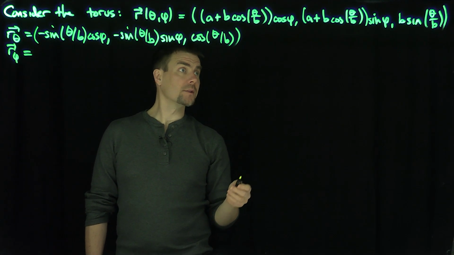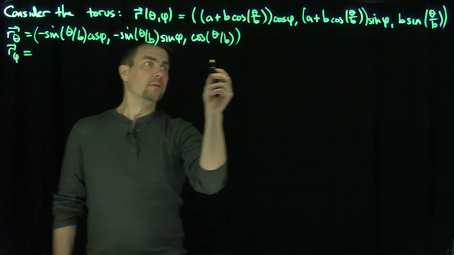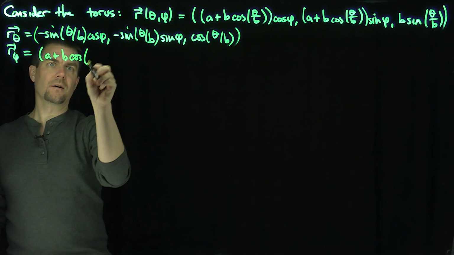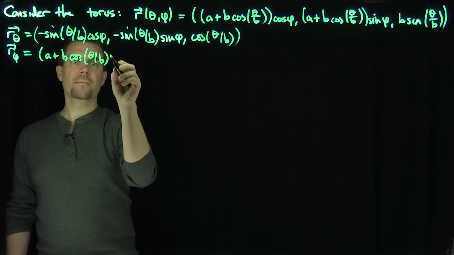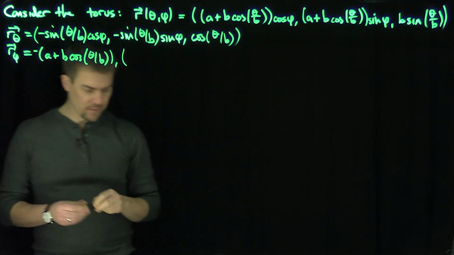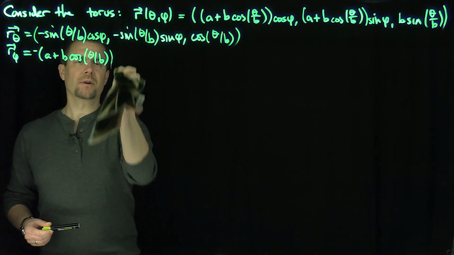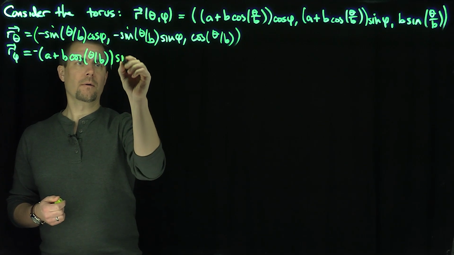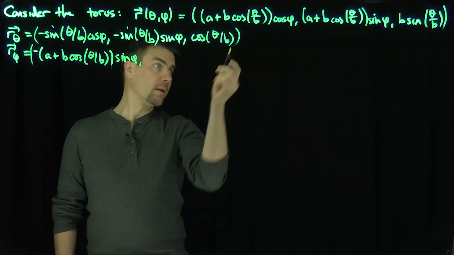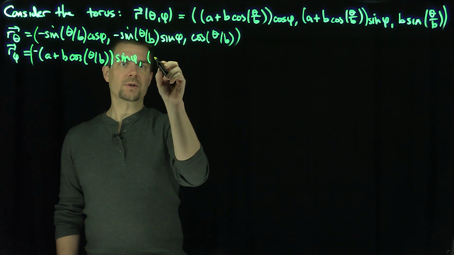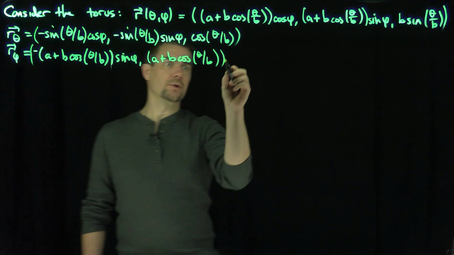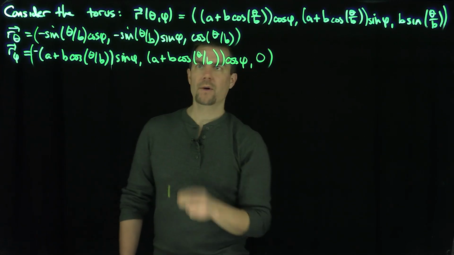My r phi over here is going to be what? The phi derivative of this thing over here is going to be this expression over here. So it's going to be a plus b cosine of theta over b, like that. Same thing over here with a sine now and a negative sign. So I put a negative over here and then I put a sine over here for the phi derivative. The first entry is going to be a positive a plus b cosine of theta over b, and now it's the cosine of phi, and then finally 0, right?